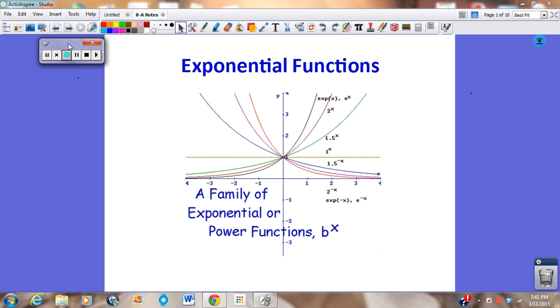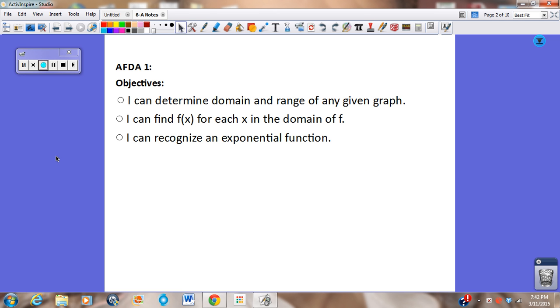So you see we give you pictures of different ones, and so I'm just going to go ahead and get started. Those of you who saw the notes already know what this is about, so this is just to help those who maybe were absent and didn't see it. All right, so this is what we're going to be working on. You're going to be able to determine domain and range for any given graph, find f of x if I give you x in the domain, and recognize an exponential function.